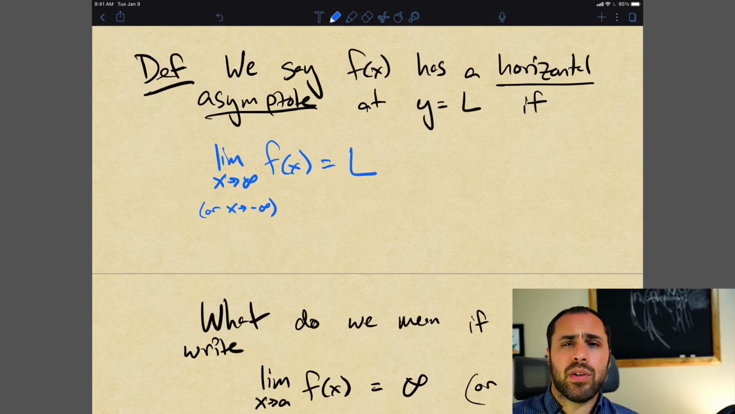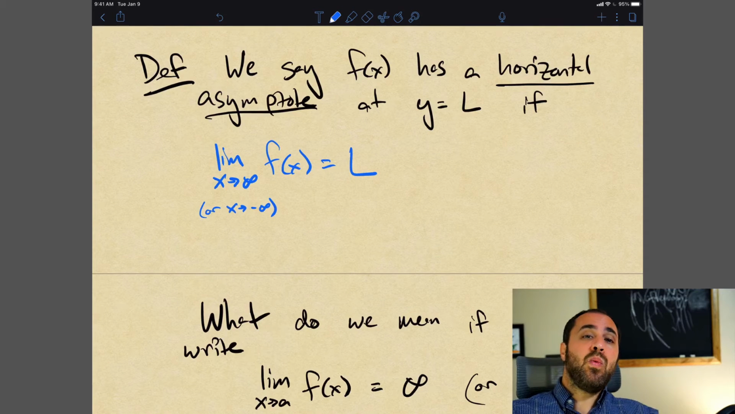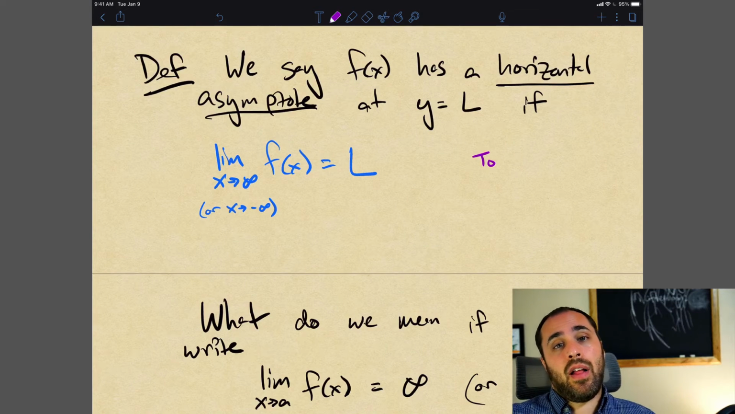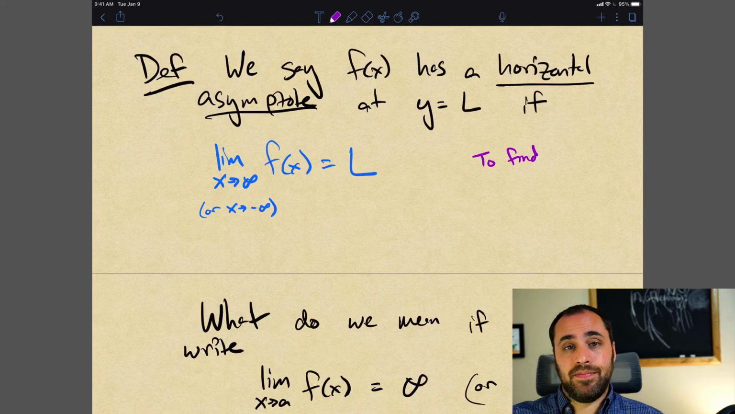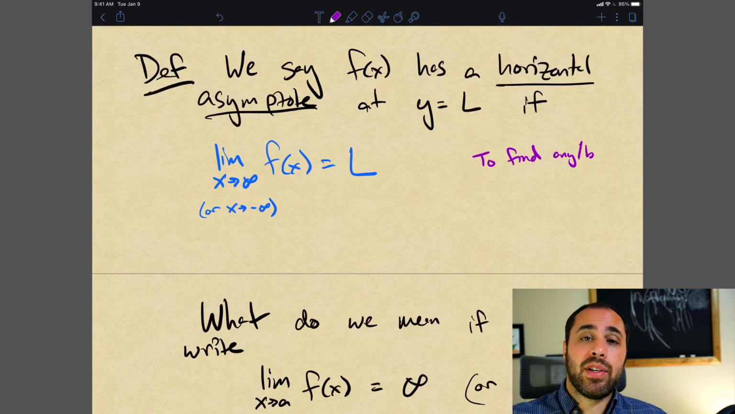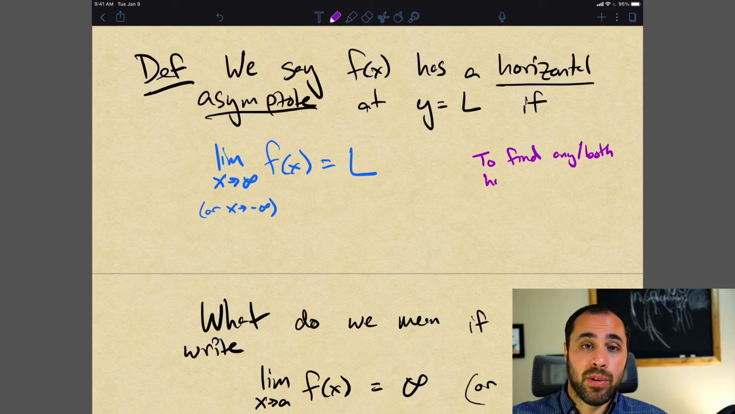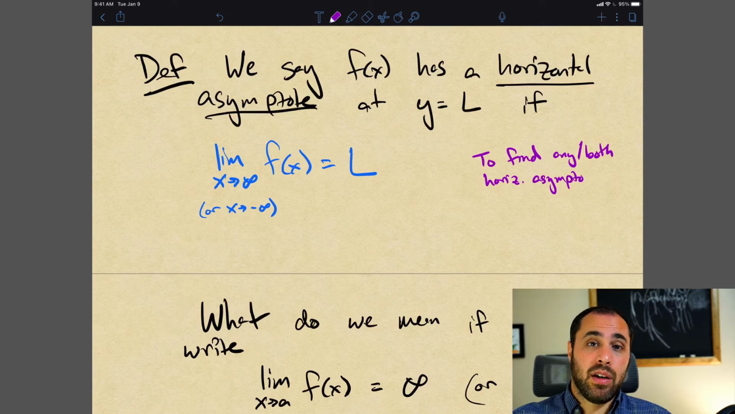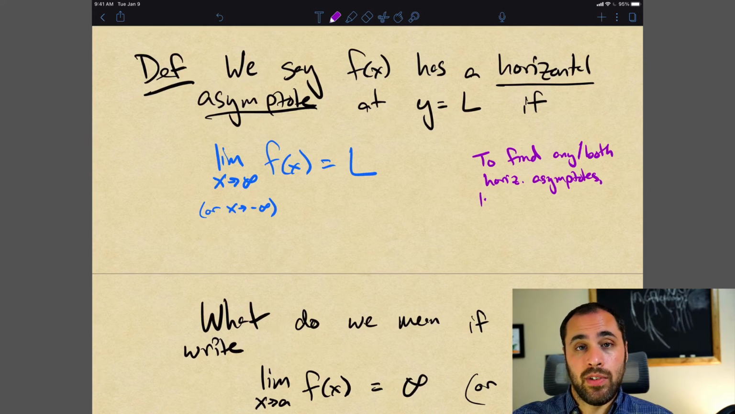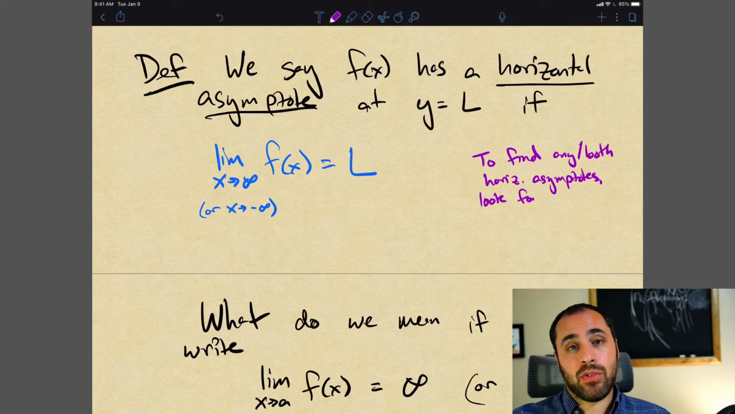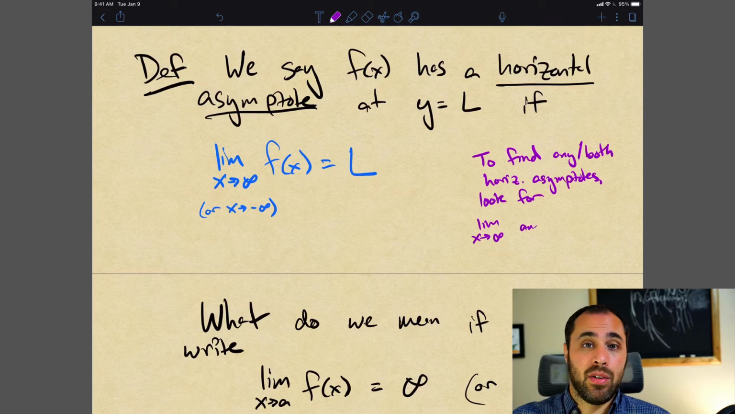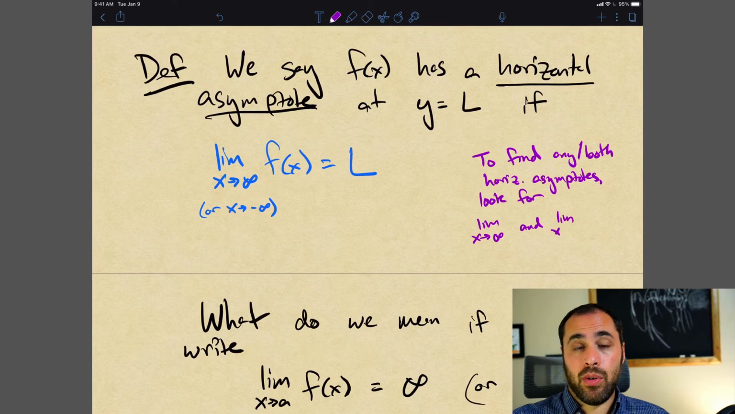So here we're sort of talking about the end behavior of a function, what's happening way off on the x-axis. So if a question asks us to identify any horizontal asymptotes, well, there are 2 places to look. We can look off to the right as x goes to infinity, and off to the left as x goes to minus infinity. So we can take 2 limits and find any or both horizontal asymptotes.